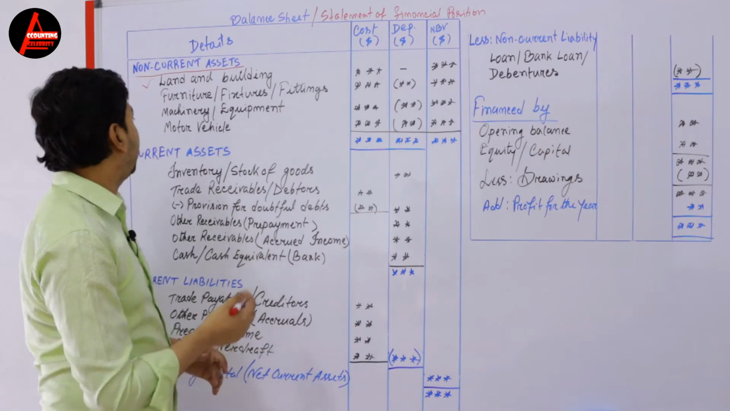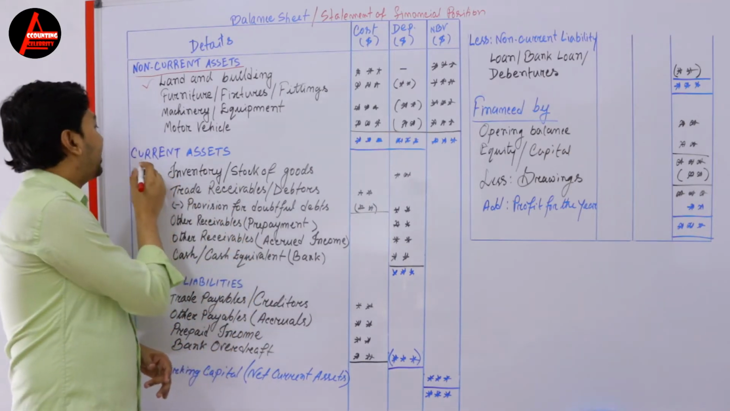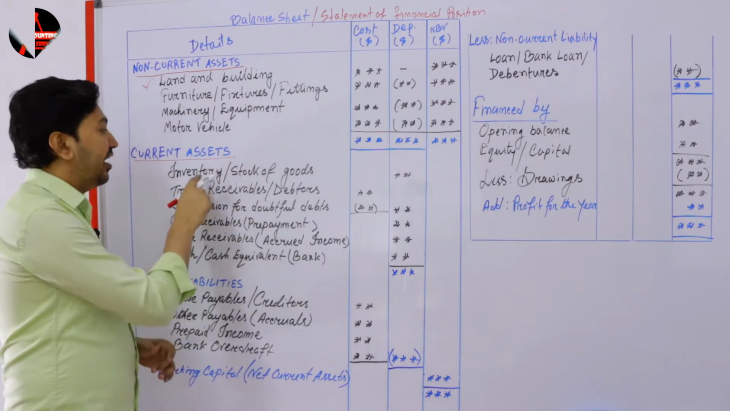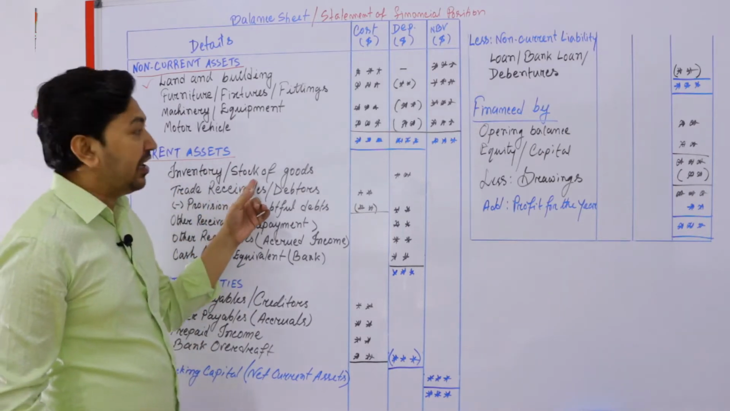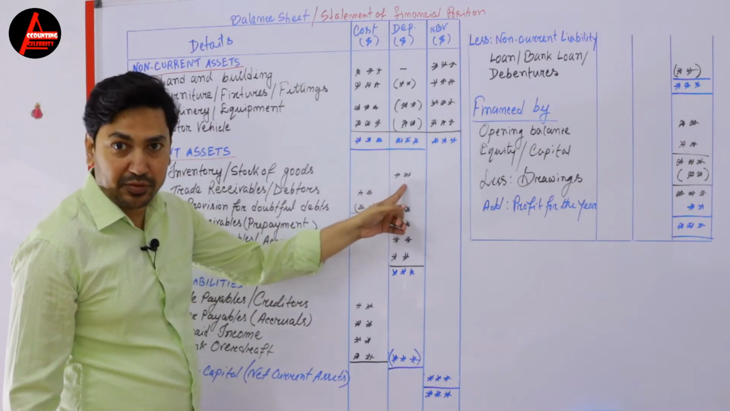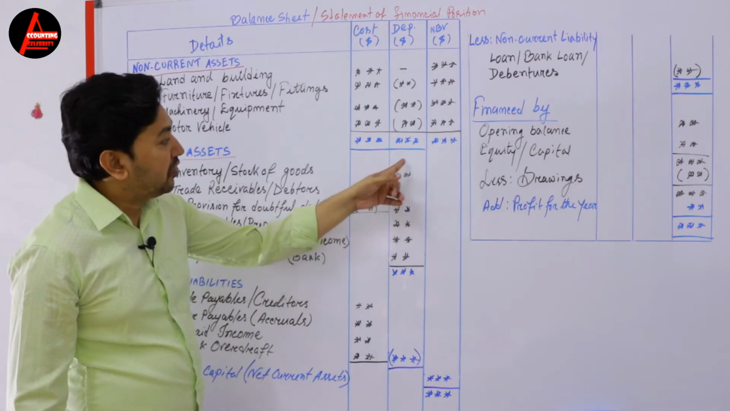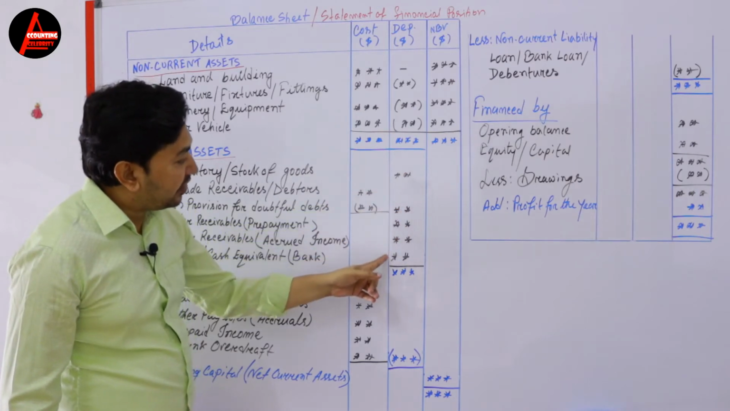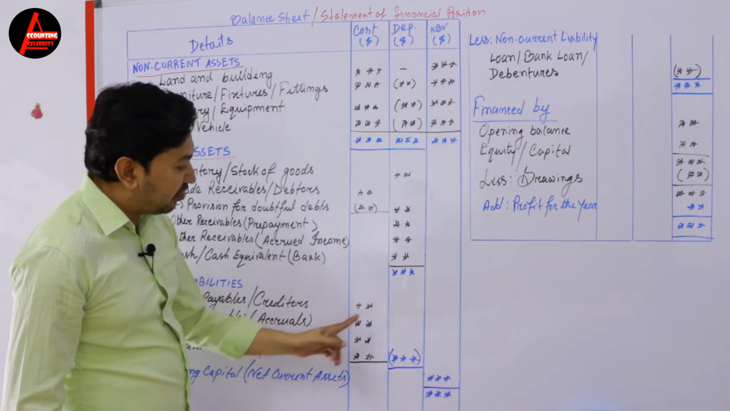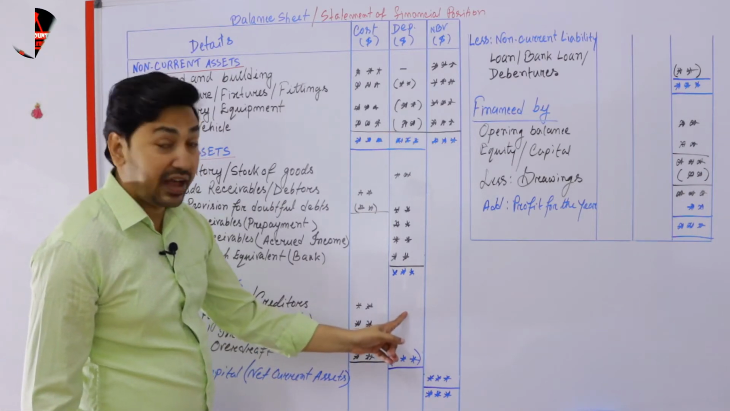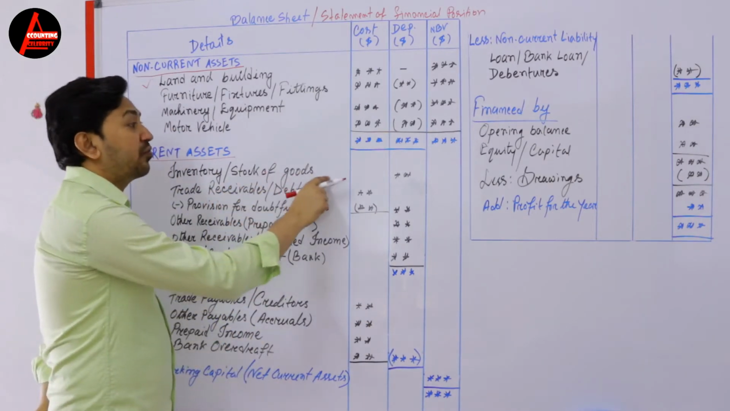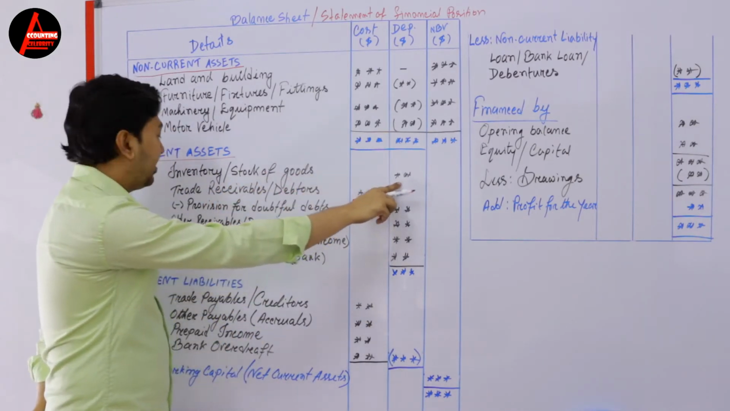After that you have the current asset section. There are several current assets in the business: inventory, stock of goods. If you have these items, you write them in the middle column. Why the middle column? We will write all the current assets here, then write all the current liabilities here, then subtract, and write the answer in the outer column. So inventory and stock of goods, whatever you have, just write it here.